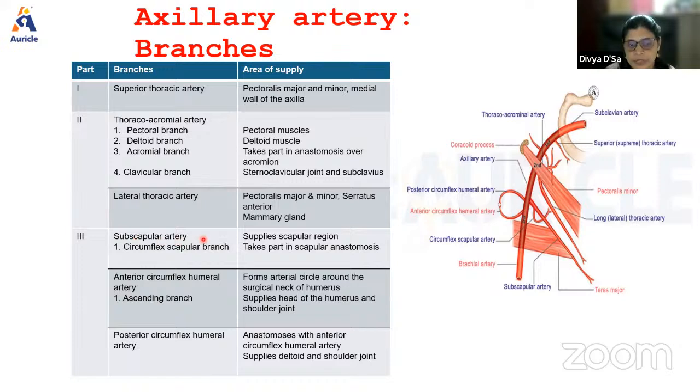Then from the third part, the subscapular artery, it will also give a branch, which is circumflex scapular. So this will take part in the scapular anastomosis, and subscapular artery supplies the scapular region. Then anterior circumflex humeral artery will give an ascending branch. So this will form an arterial circle around the surgical neck of humerus, and it supplies the head of the humerus as well as the shoulder joint. Posterior circumflex, it will anastomose with the anterior circumflex humeral artery around the surgical neck, and it also supplies the deltoid and shoulder joint. Okay, so with this diagram and this table, it will be more than enough to explain the axillary artery branches.